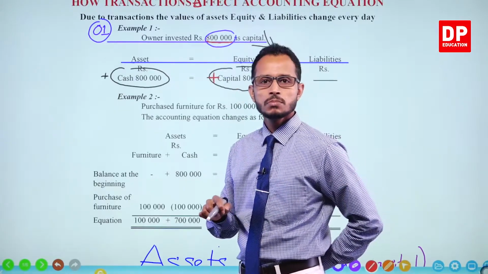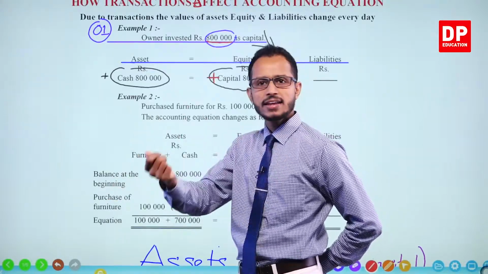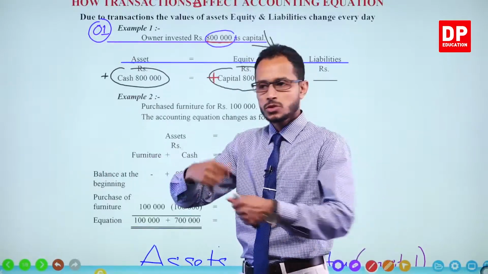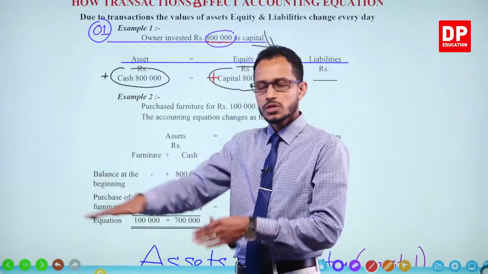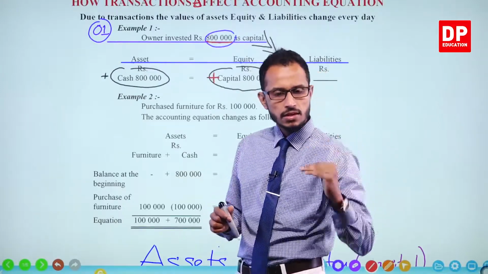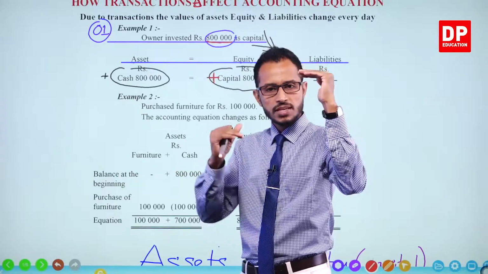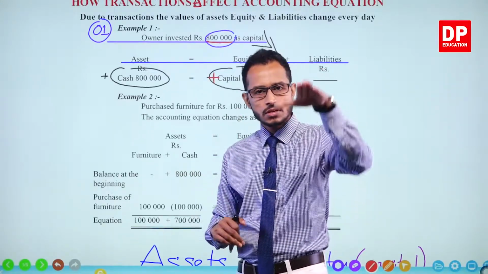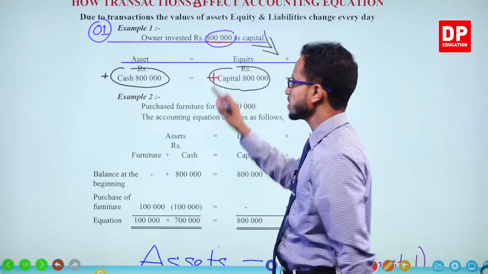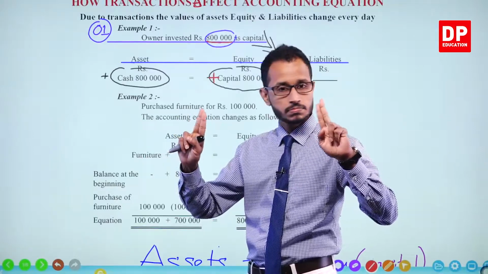No. Because my money, the money that I had, equity, has gone to the business, 800,000. So the money I had in my accounts or in my bank, the money has decreased, gone down. So it should be minus. No, children, no.